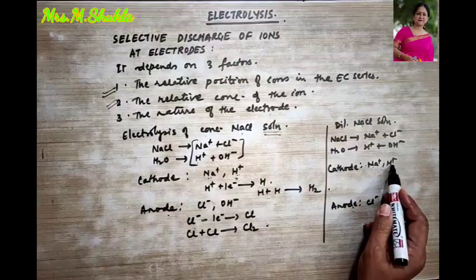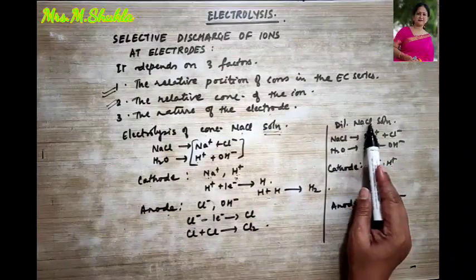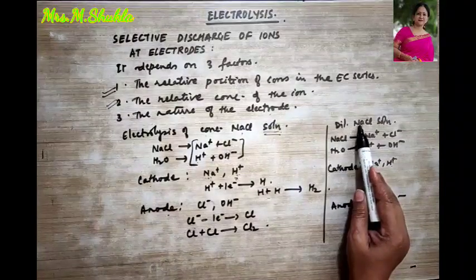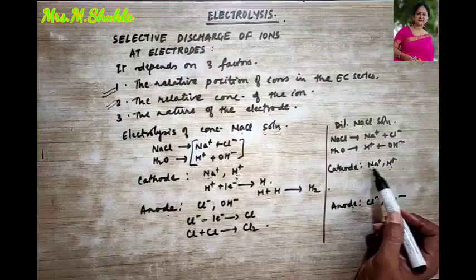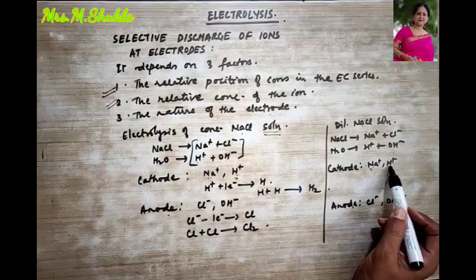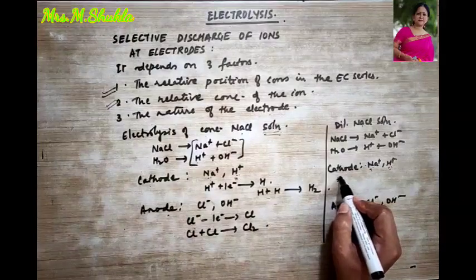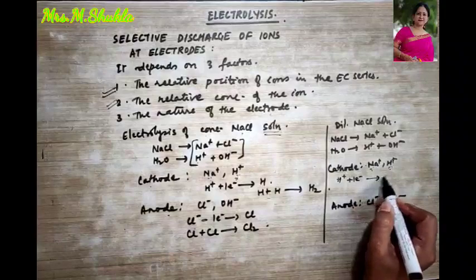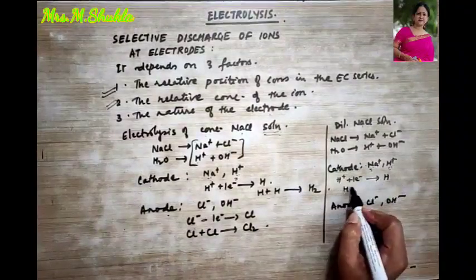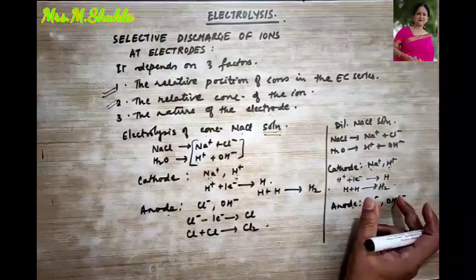Who's going to get the preference? The electrolyte is a dilute solution. Hydrogen is below sodium, so hydrogen gets the preference over here. So H+ will accept one electron and form a hydrogen atom. A number of hydrogen atoms combine to give us hydrogen gas.